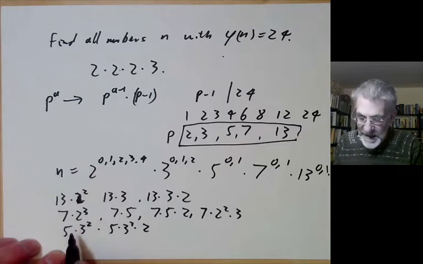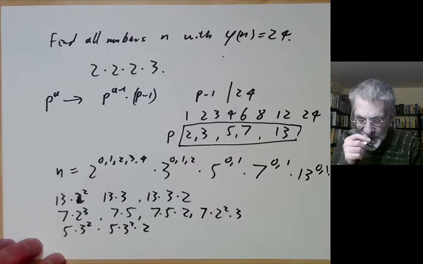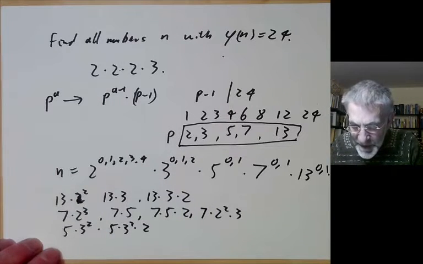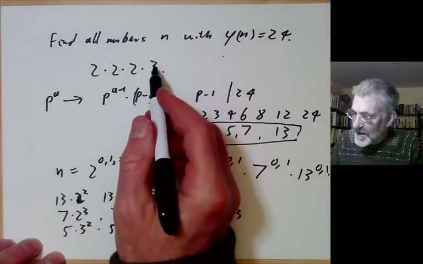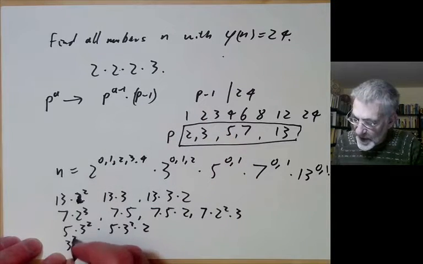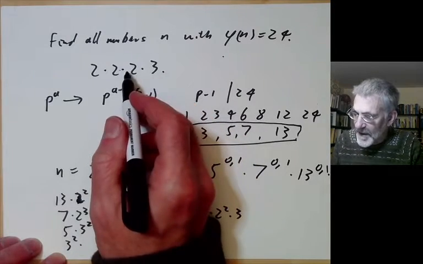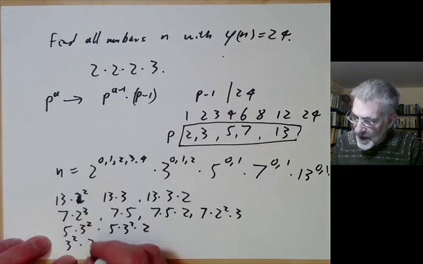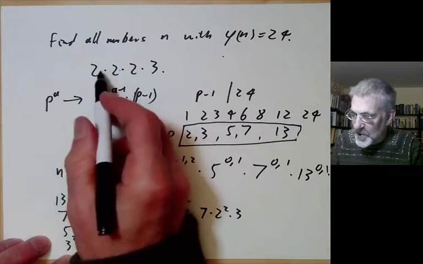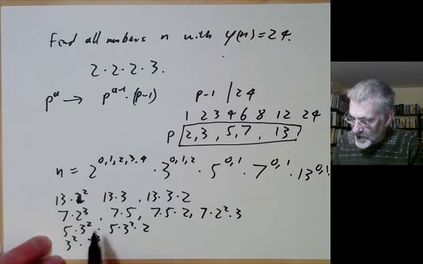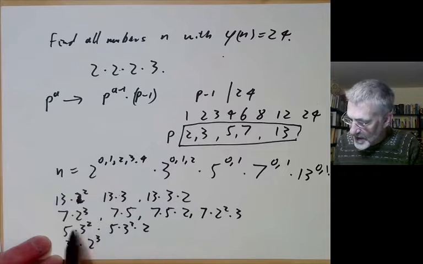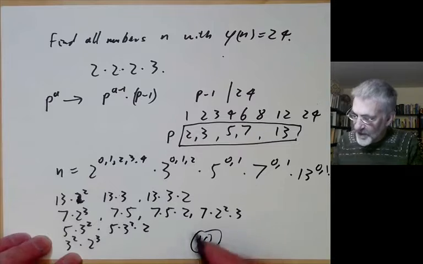So that's all the ways with a 13 and a 7 and a 5, and now we've got to go through all the ways of doing it with some 2s and 3s. Well, we need a 3 squared to account for the 3, and that uses up a 2, and then we have to account for 2 2s left over, and that we can do with the 2 cubed. So we get 1, 2, 3, 4, 5, 6, 7, 8, 9, 10 ways of doing this.